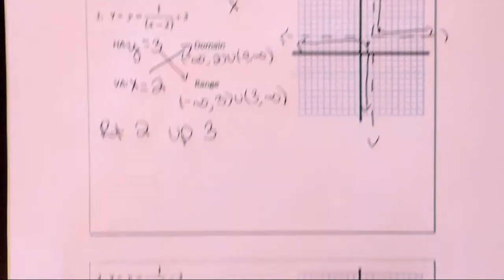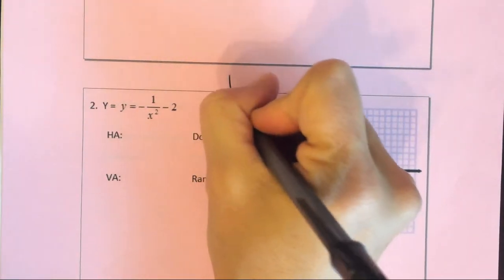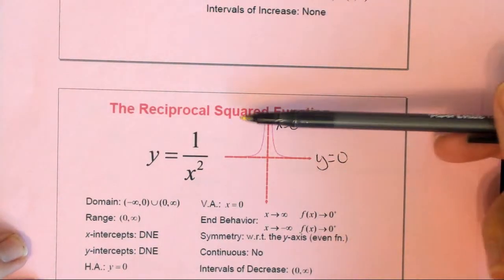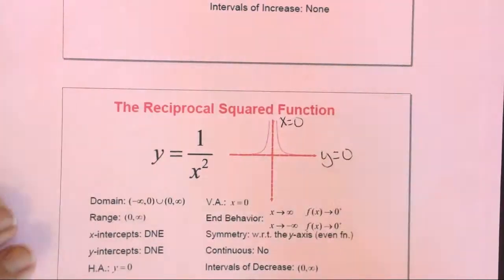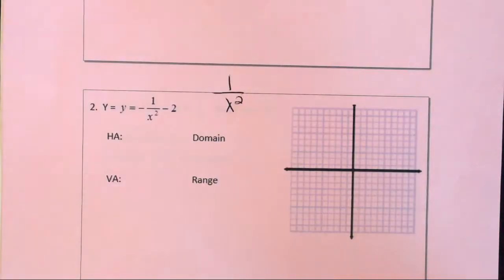All right, number 2 in our notes says y equals negative 1 over x squared minus 2. So this time we're using this function. So we're looking at this guy right here. And it's got a negative, so everything up here is going to flip over. And it has a minus 2 not in parentheses, so it's going to move down 2.